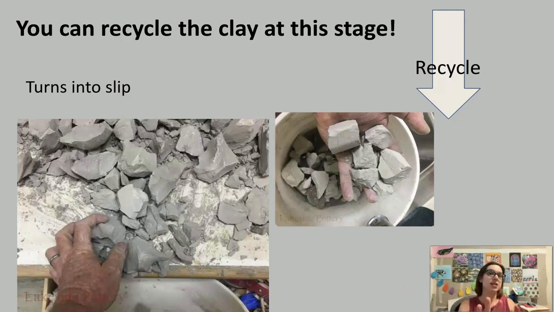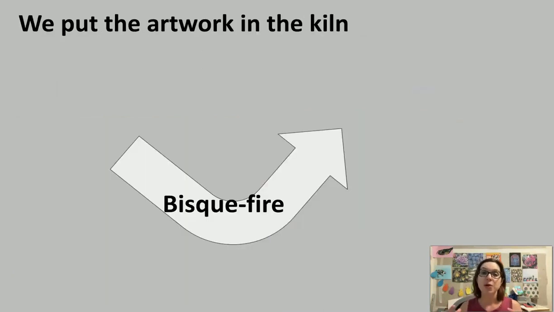So that's why we're pausing here. You can recycle the clay at this stage because we haven't fired it in the kiln. We can take this bone dry clay and actually turn it into slip. Now, we're done with our artwork. It's bone dry. So we're ready to put it in the kiln. This is where we're going to put it through a bisque fire.